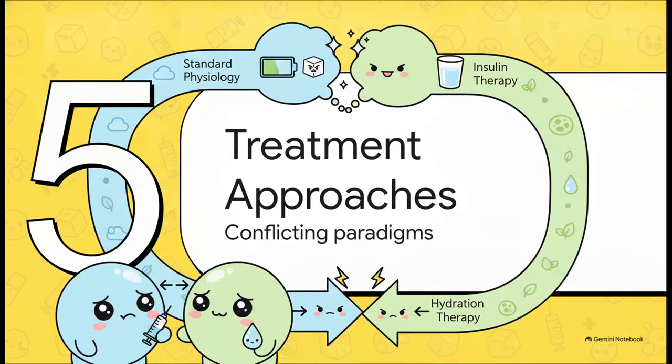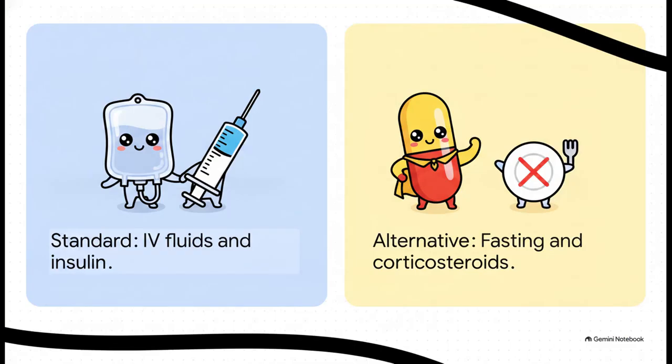Section 5. Conflicting treatment approaches. Let's see how these theories clash in the real world. Because these two models view the root cause so entirely differently, their emergency treatments absolutely clash. It's a perfect example of how your diagnostic philosophy dictates your clinical actions. As you can see, it's the ultimate contrast. Standard medicine mandates fluid resuscitation and insulin, while the alternative theory pushes for total fasting and corticosteroids to reduce inflammation.